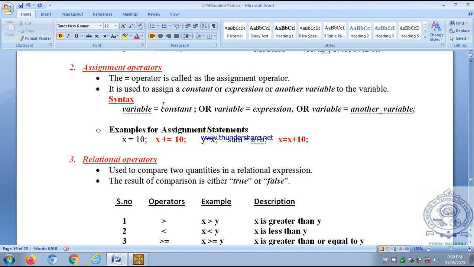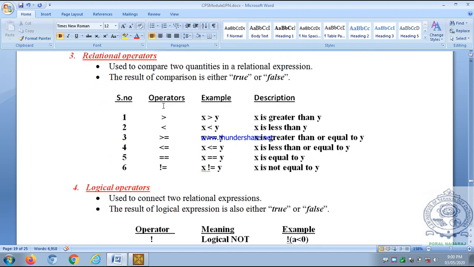So next, the third type of operator is the relational operator. As the name specifies, relational operators represent the relationship between two items or two variables, we can say. Relation. So what is the relation? Say for example, my age is greater than your age.